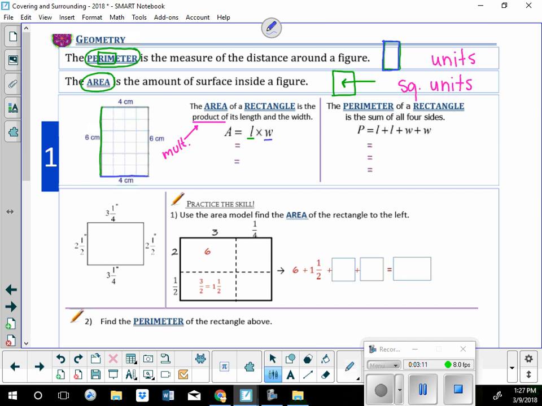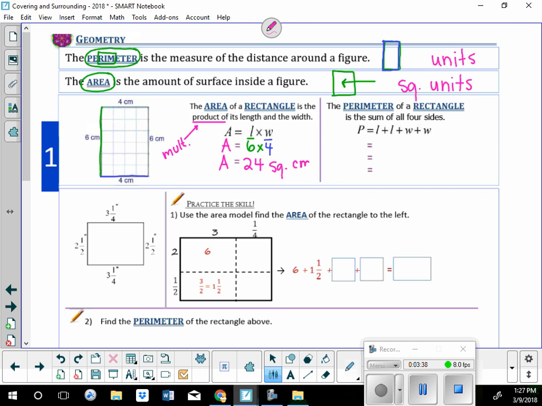So when I come over here and I write my area is equal to my length of 6 times my width of 4. So my area here is equal to 24 square centimeters. And my units in this case are centimeters.